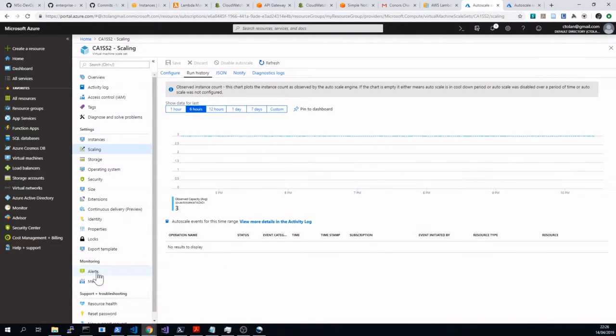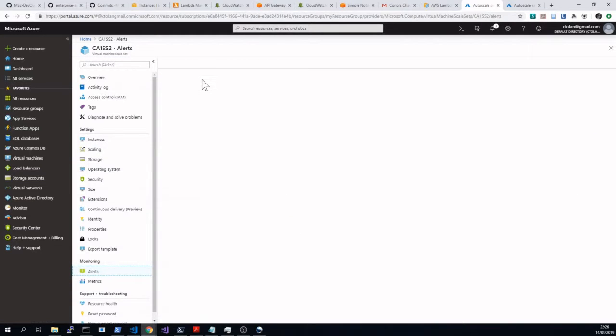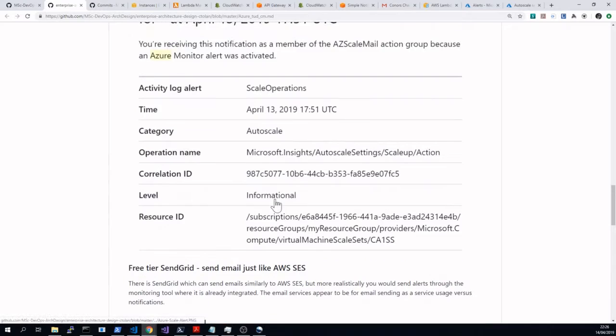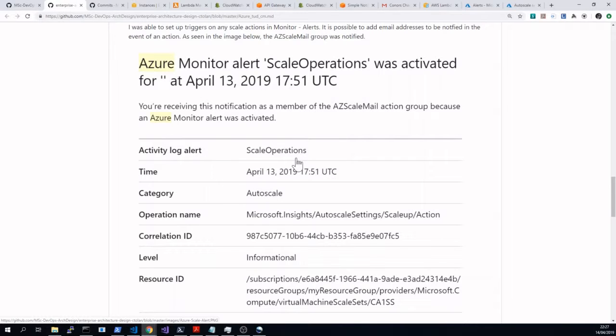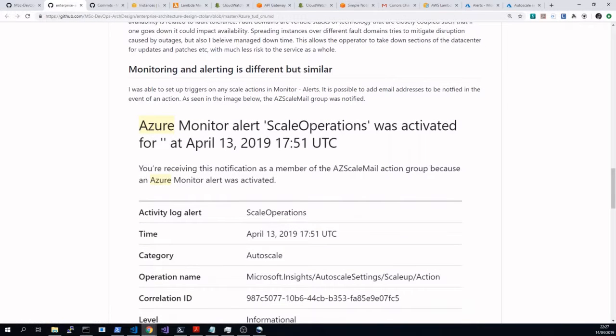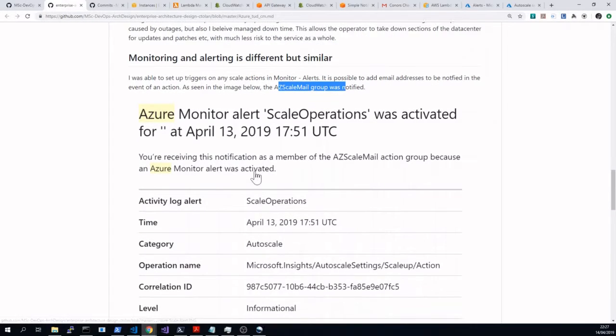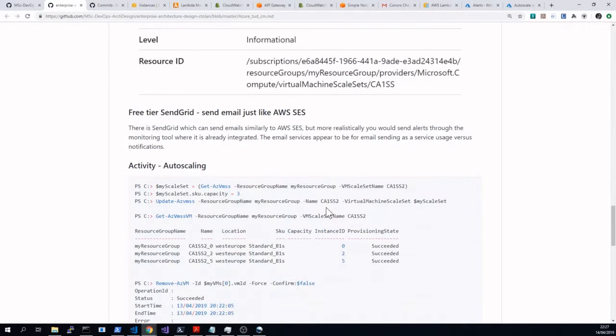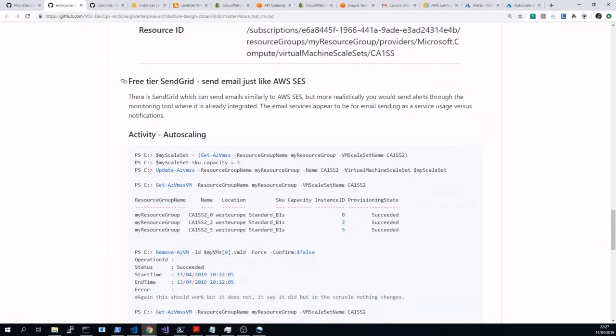I was able to configure alerts on any changes to the auto scaling group, and then able to send myself an email, configure myself as part of a group to receive an email, which I did. Let's see, the EAD scale mail group was notified when I changed the scale operation. So all of that works very similarly.